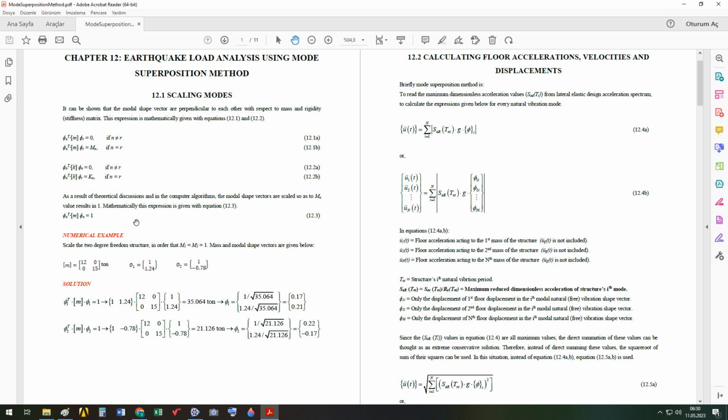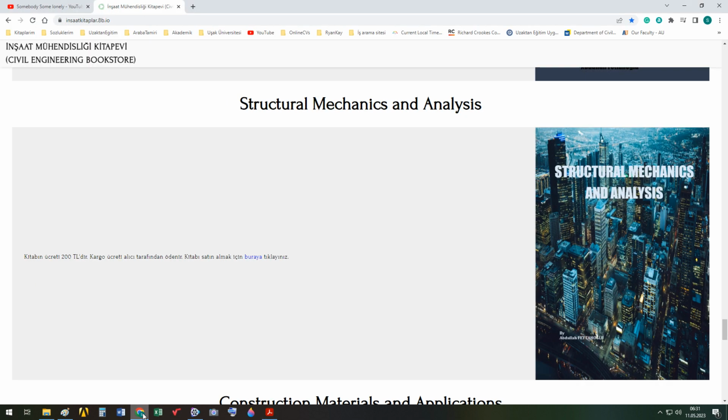But after theoretical discussions, people suggested to use the mass matrix for scaling of mode-shaped vectors. And they suggested to scale the mode-shaped vectors so that the Mn results in unit 1. Here we have an example. This is the mass matrix of a 2-degree-of-freedom structure. These are the mode-shaped vectors.